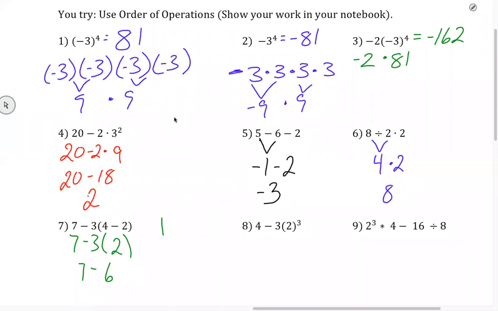I don't even know. Let's see. 2 cubed is 8. We have 4 minus 3 times 8. Well, 3 times 8 is 24. 4 minus 24 is negative 20. Perfect. Quick math. There you go.